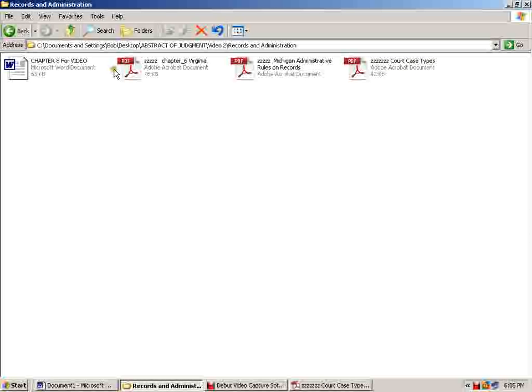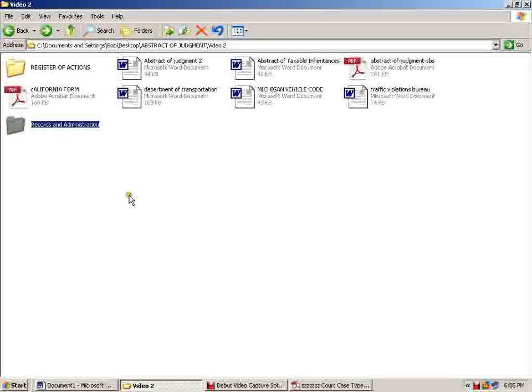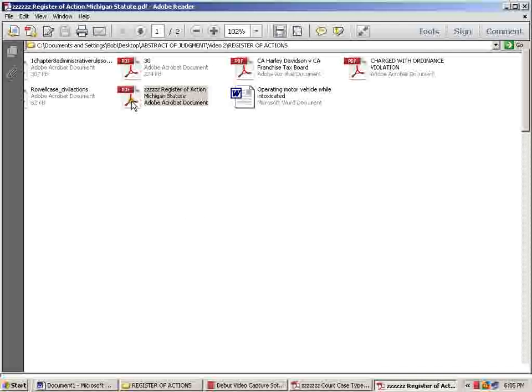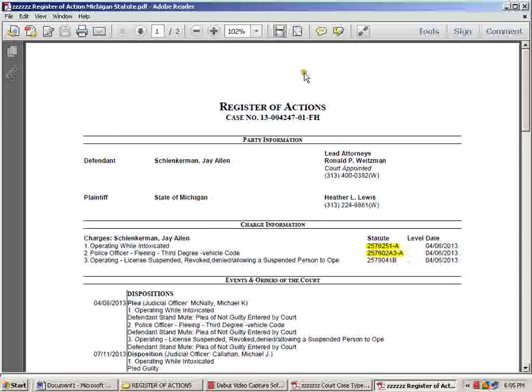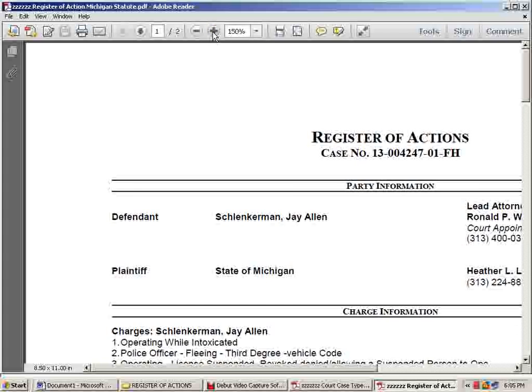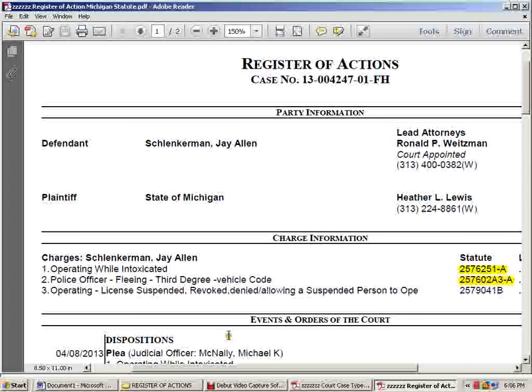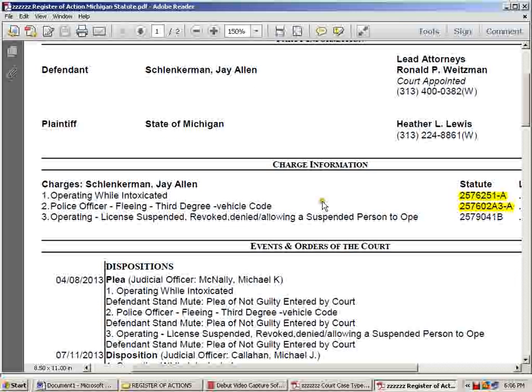Okay, now, real quick, we're almost done here. Well, look at these register of actions, right? Here's one for Michigan. Register of actions, right? Not a docket, a register of actions. It's got the defendant. Of course, defendant is surname, comma, given. That's like separation, two different names, as far as I'm concerned. Plaintiff is the state of Michigan, so they say.